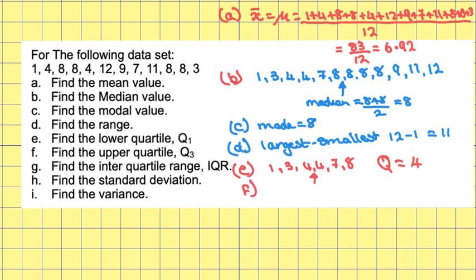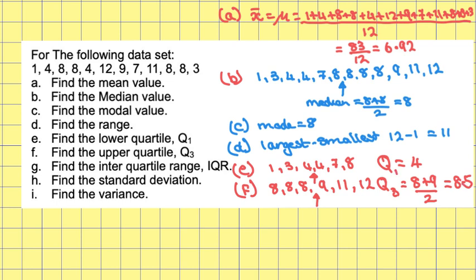Similarly, for Q3, I want the top half of the data set, so it's 8, 8, 8, 9, 11, 12, and again, Q3 is the median of this set of data, so it is halfway between 8 and 9, so Q3 is equal to 8 plus 9 over 2, which is 8.5.